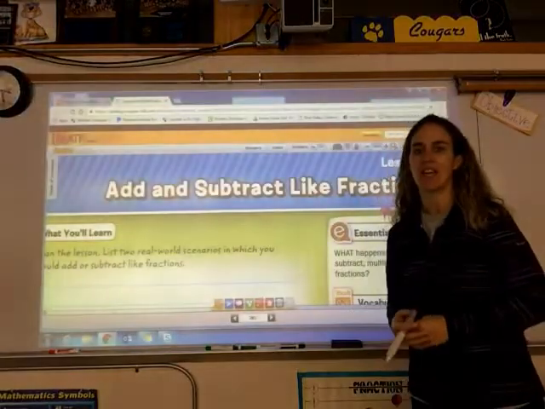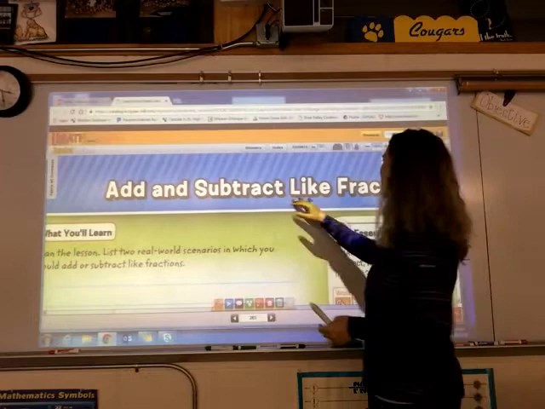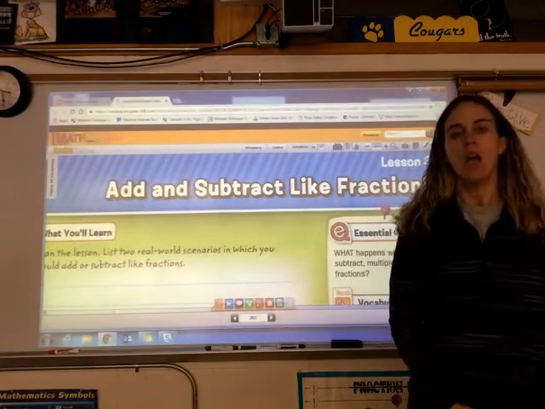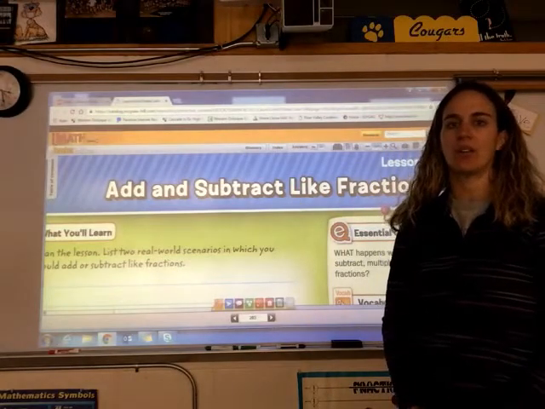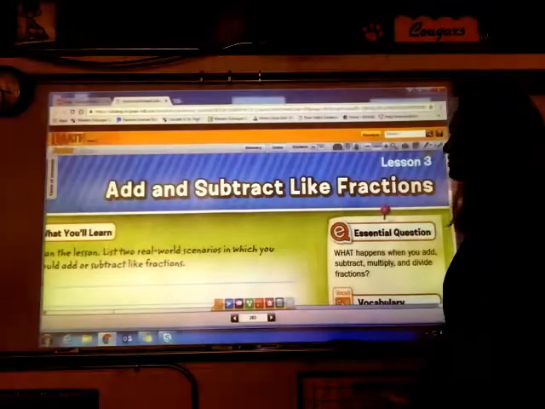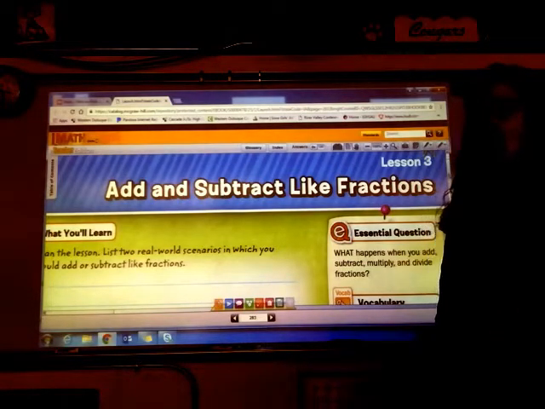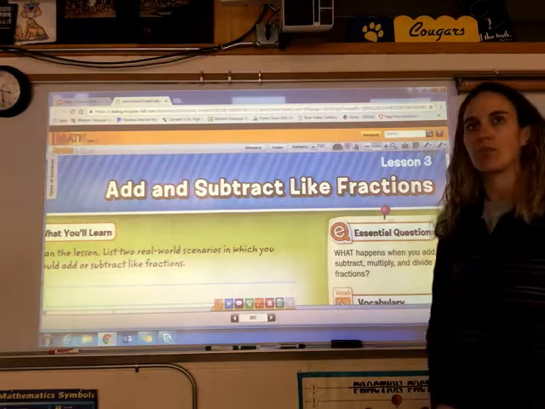Let's go ahead today and take a look at lesson 3 of chapter 4, which happens to be adding and subtracting like fractions. I know in elementary school when you started working with fractions, one of the things you also had to do was adding and subtracting. My hope is that after today's lesson, it'll be somewhat of a review for you as we work through it.